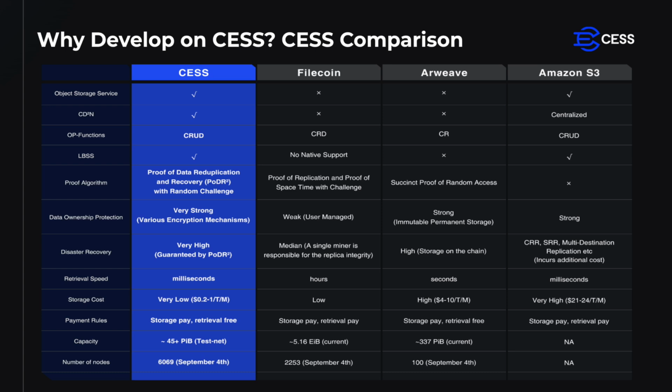Location-based storage selection. SES and S3 both provide a location-based storage selection mechanism. Filecoin does not have native support, and Arweave doesn't support it because their data is stored on-chain. Proof algorithm. SES employs the proof of data reduplication and recovery, PODR², with random challenges, offering a robust mechanism to ensure data integrity and security. Filecoin uses proof of replication and proof of space-time with challenge mechanisms, while Arweave utilizes succinct proof of random access. Amazon S3, being a centralized service, does not have a proof algorithm.